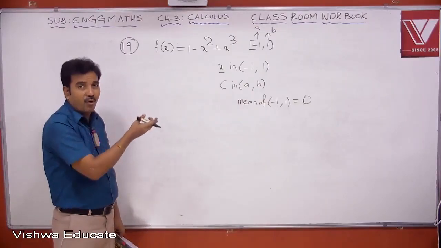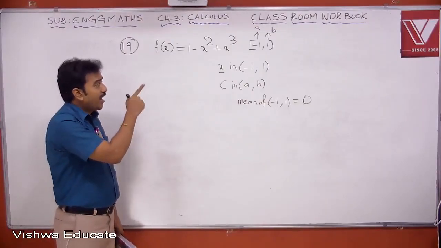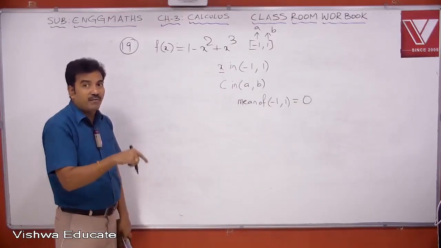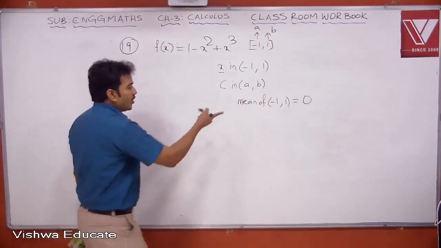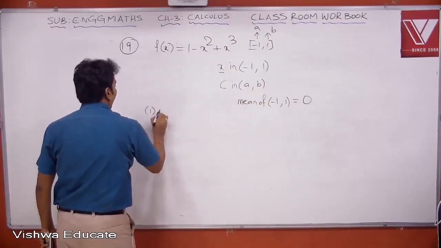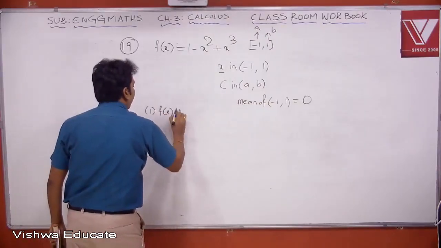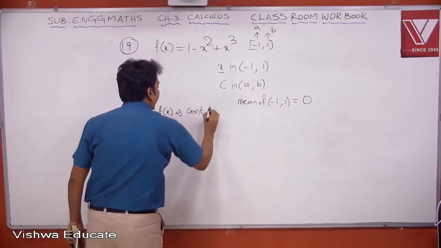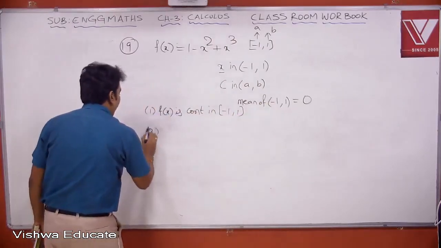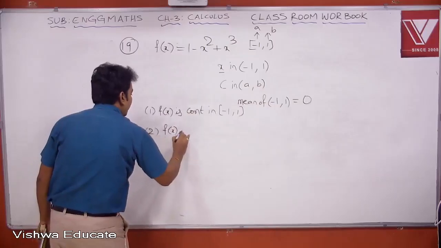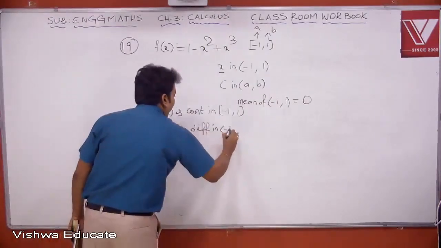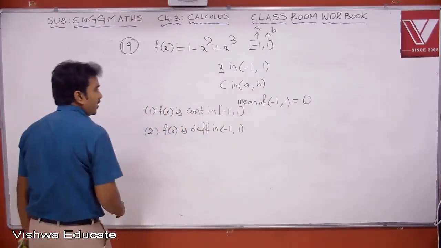If it is a second degree polynomial, definitely the value of x in open interval -1 comma 1 is the mean of the value, that is 0. But 0 is not there. So let us verify this. Here condition 1, f of x is continuous in closed interval -1 comma 1. This is very clear. And condition 2, this is a polynomial expression, so it is differentiable in open interval -1 comma +1. This is very clear.